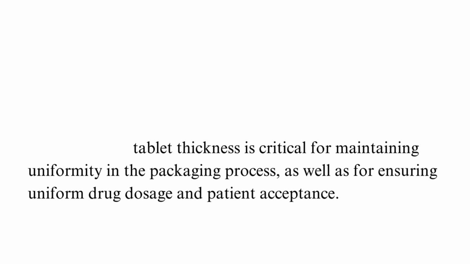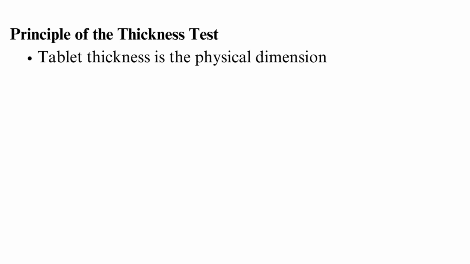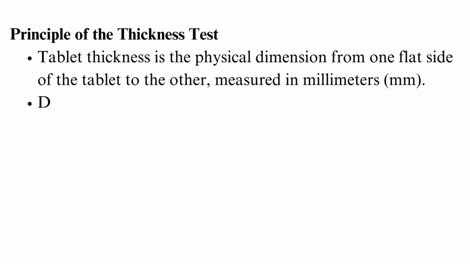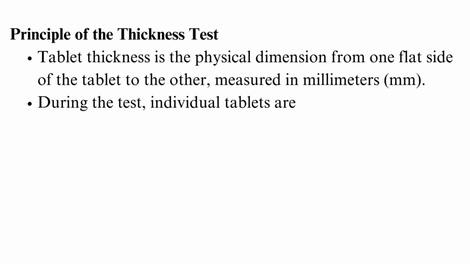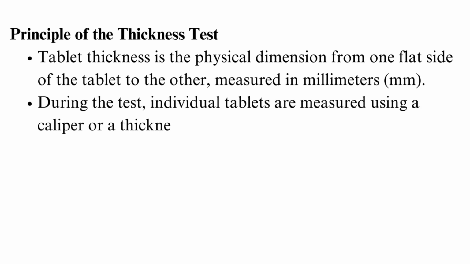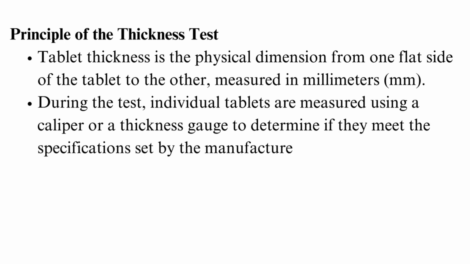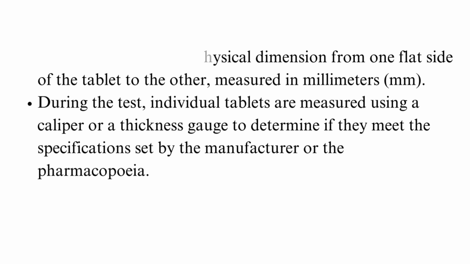Consistency in tablet thickness is critical for maintaining uniformity in the packaging process, as well as for ensuring uniform drug dosage and patient acceptance. Principle of the thickness test. Tablet thickness is the physical dimension from one flat side of the tablet to the other, measured in millimeters, mm. During the test, individual tablets are measured using a caliper or a thickness gauge to determine if they meet the specifications set by the manufacturer or the pharmacopoeia.